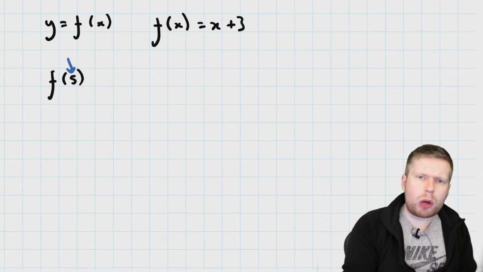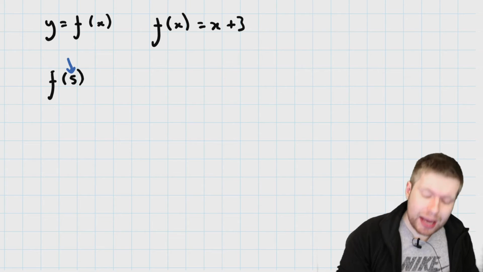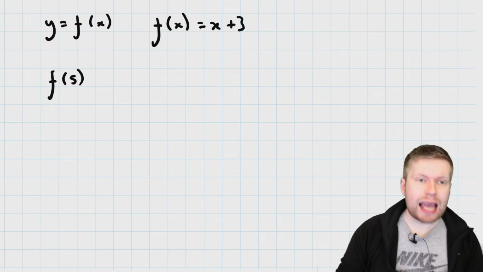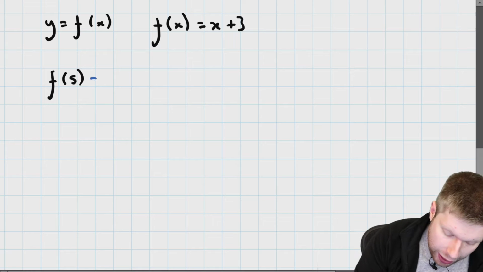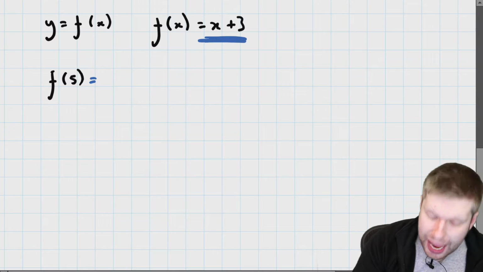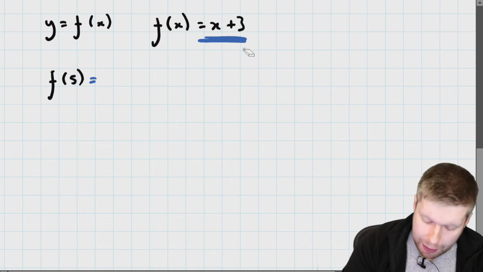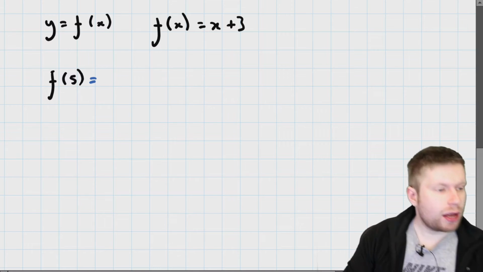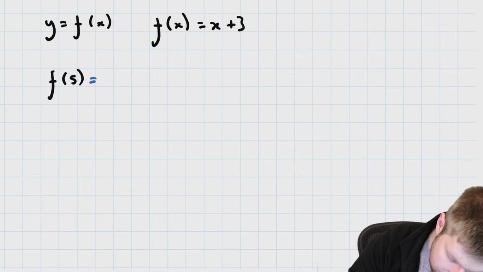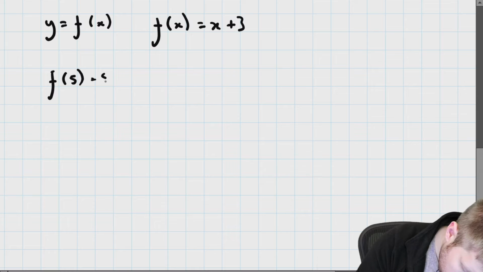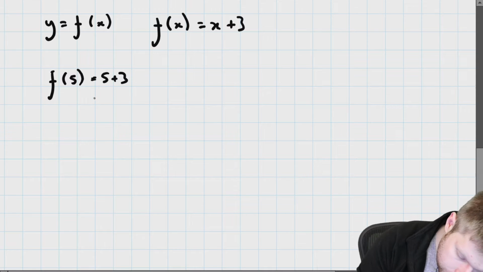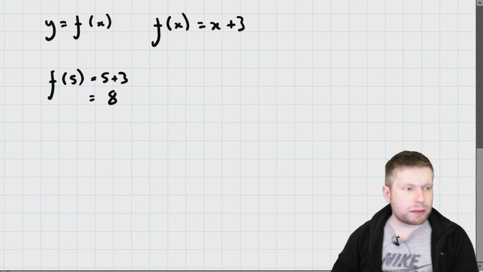Well, just remember the thing which goes inside my brackets is simply just my input, okay? So in this case, my input is 5. Well, how do I get my output? Well, I just add 3 to my input to get my output. So what is 5 plus 3? Well, 5 plus 3 is just equal to 8. So that there is my output, okay?